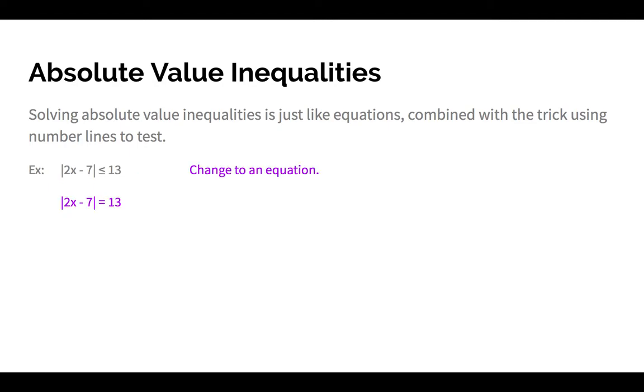First thing we're going to do is change this to an equation. So there I have it, change to an equation. Now I'm going to solve it like I normally would. So absolute value always has two options. 2x minus 7 could have equaled -13. Why? Because of that look inside strategy. If I look inside the bars, a -13 would come out as positive, or +13 would come out as positive. So those are the two options. So I solve each one and I get -3 and 10.